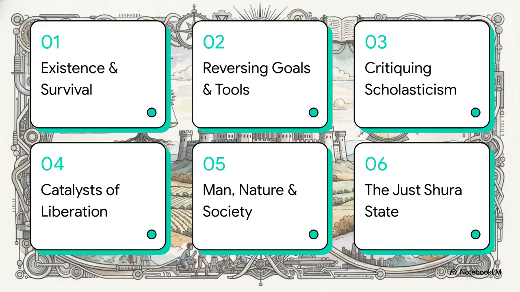All right, here's our roadmap for the explainer. We'll navigate through 6 main areas. First, the equation of existence and survival. Second, the reversal of goals and tools. Third, critiquing scholasticism and new awareness. Fourth, catalyst of liberation regarding geography and history. Fifth, man between nature and society. And finally, features of the just surest state.